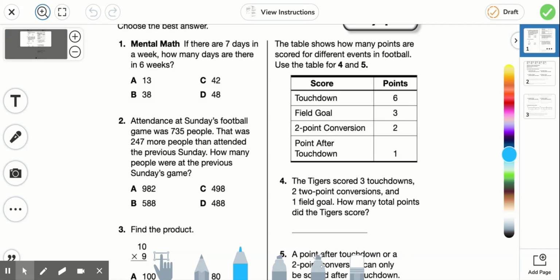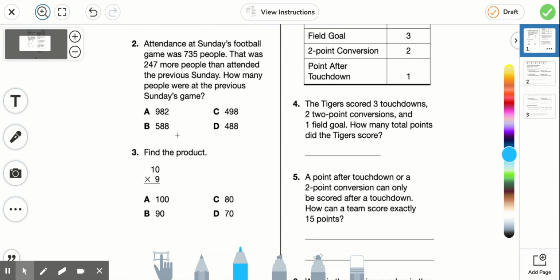So, number 1, mental math. If there are 7 days in a week, how many days are there in 6 weeks? So, we are saying 7 days in each of these 6 weeks. How many altogether?